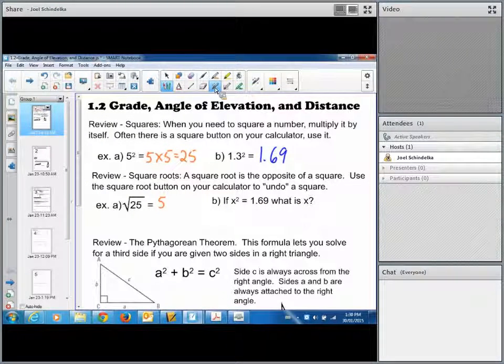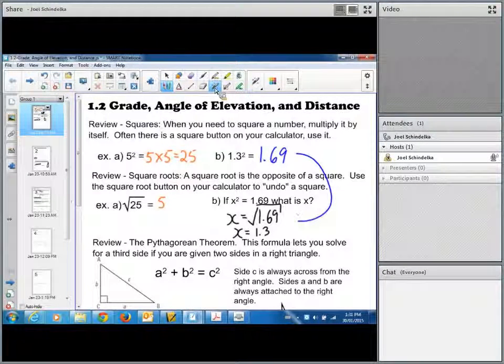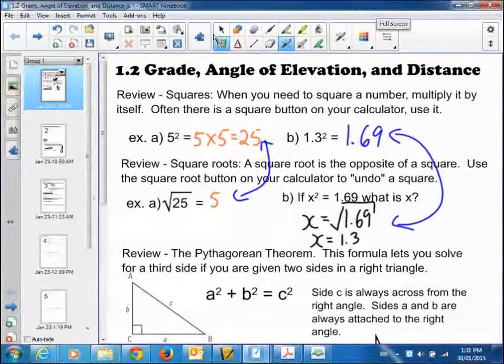Now this is different. How do you undo a square? Square root it. So if x squared is equal to 1.69, how do you find the letter x? 1.69 under the square root sign, which is, like you said, 1.3. Your calculator could tell you that, but I purposefully picked two examples that were mirror images of the previous examples. 25 and 5. Just so that you could understand how they are opposite of each other.